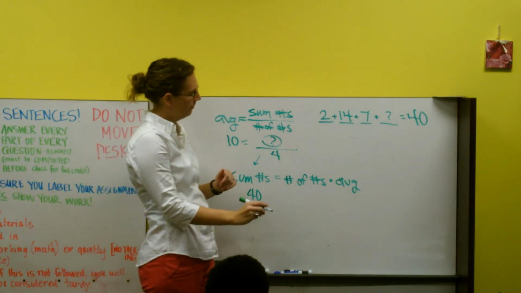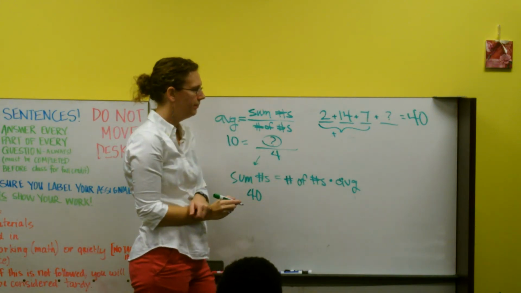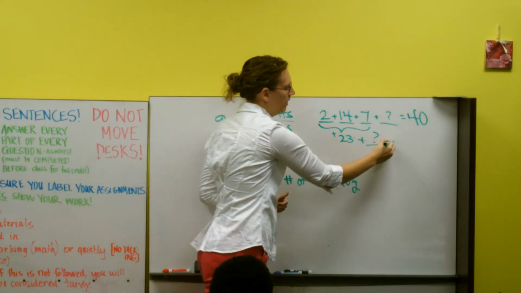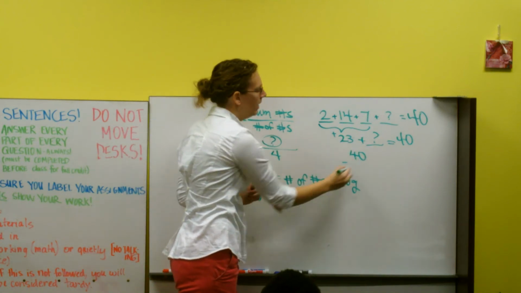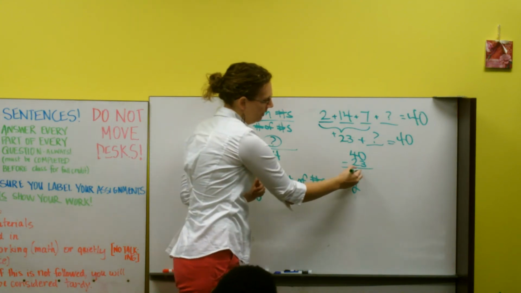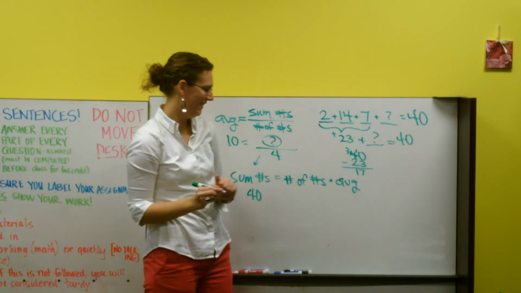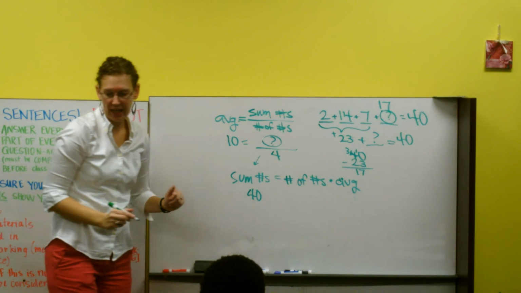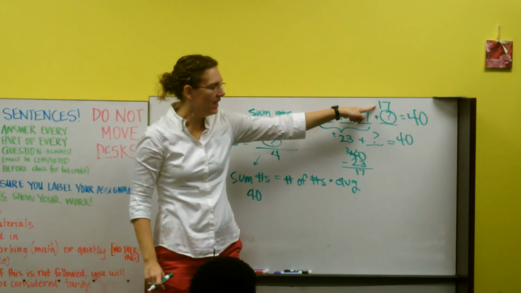Add 14. And what do you get? When you add those 3, you get 23. So now I have 23 plus unknown equals 40. Subtract from 40. What am I going to subtract from 40? 23. Good job. So when I subtract 40 minus 23, I get 17. So this last number that we didn't know is 17. Your answer to that question, what is the fourth number? 17 is our fourth number.